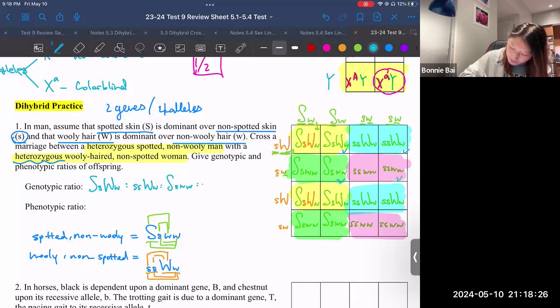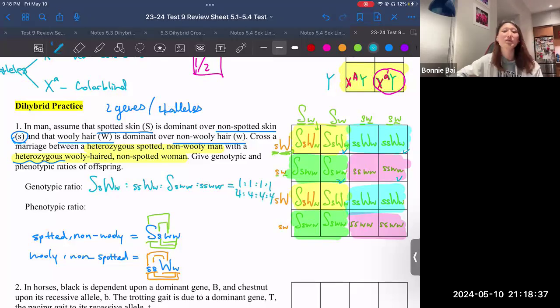And this last one equals 2. 1 to 1 to 1 to 1. Or you can say, because there are four boxes, you can say 4 to 4 to 4 to 4. Doesn't matter. Either way, it's the same thing. All right. Phenotypic ratio. How do we do phenotype? Phenotypic ratio, we're looking at what are the actual traits, right?